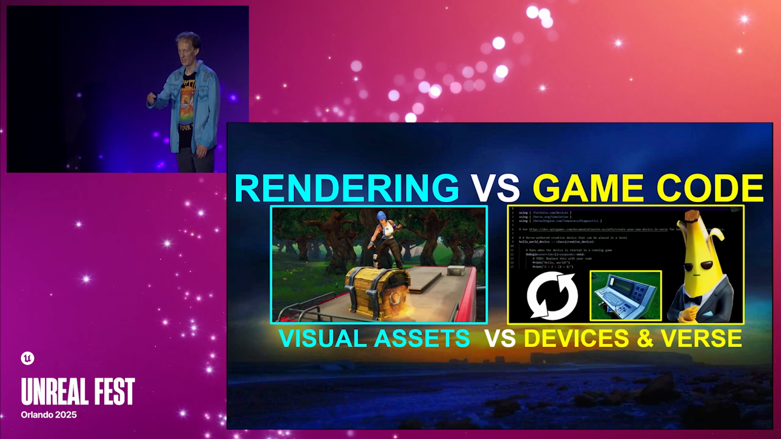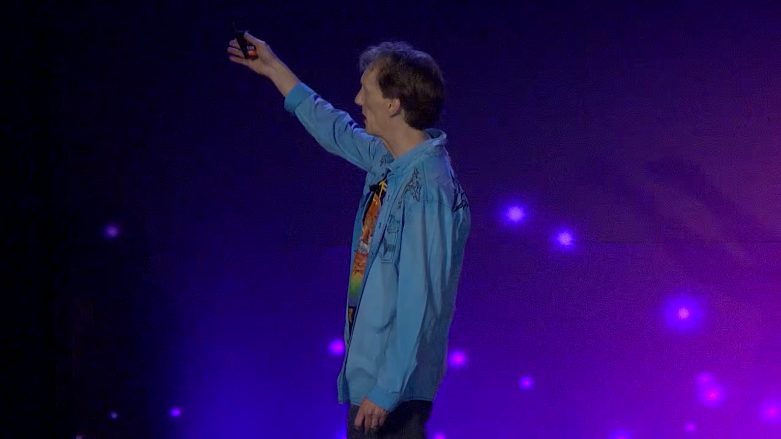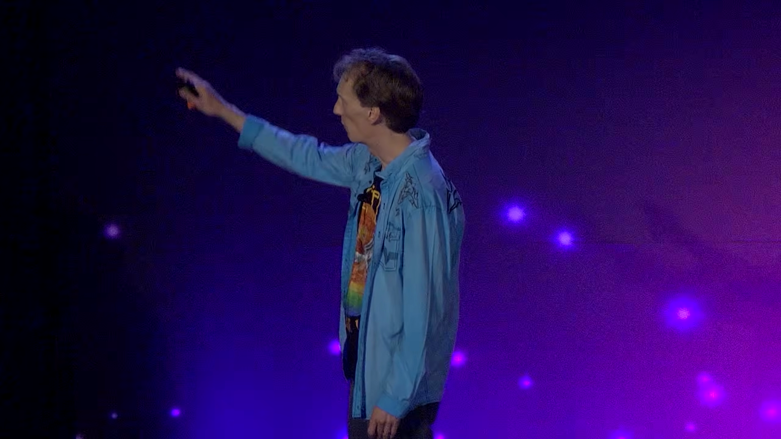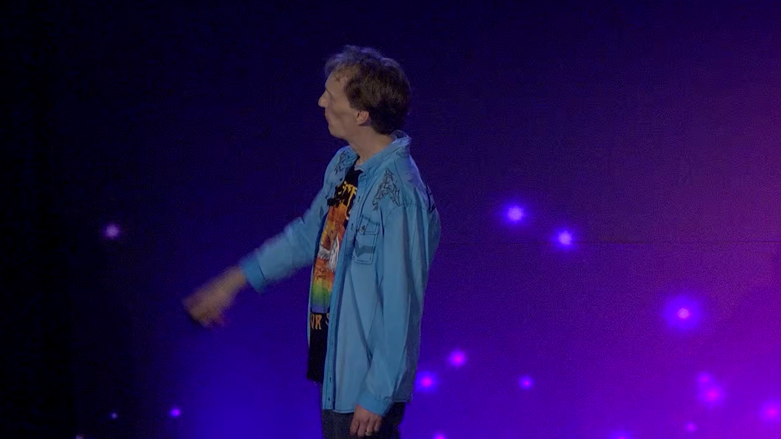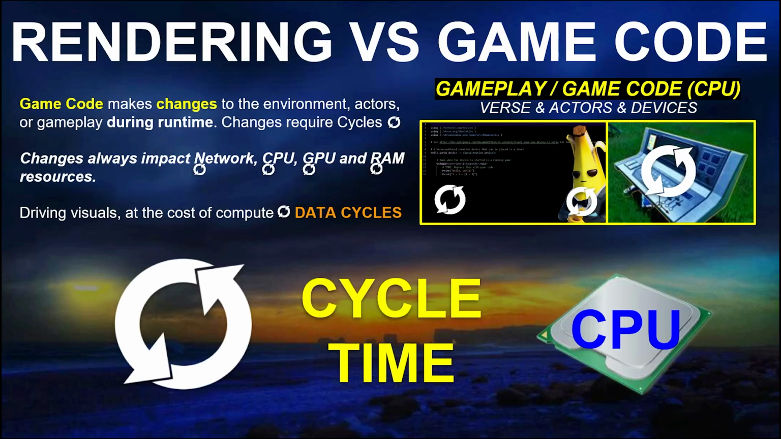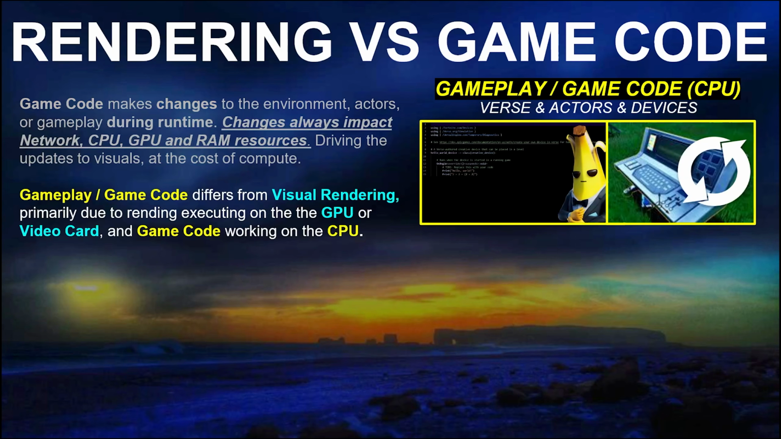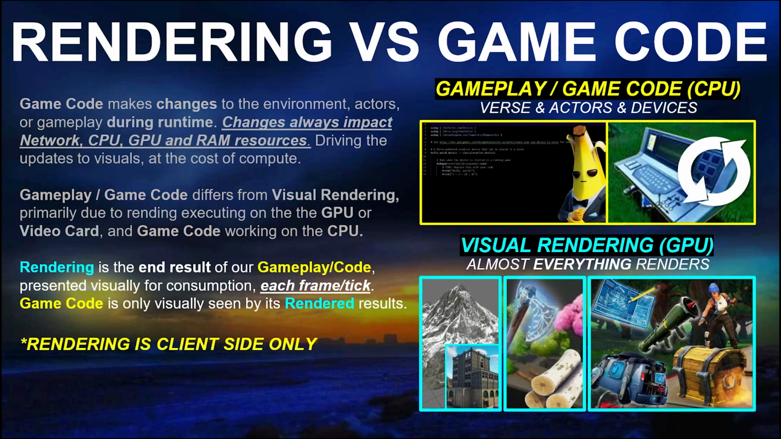So what's rendering versus game code? Visual assets versus devices, and reverse. So I have the device over here, and game code makes changes to the environment, actors or gameplay during runtime, and that requires cycling. So network CPU, that's what game code does. Visuals, that's just the end result that you're rendering on the client. So your CPU is taking care of gameplay code mostly, and then your GPU is taking care of visuals.